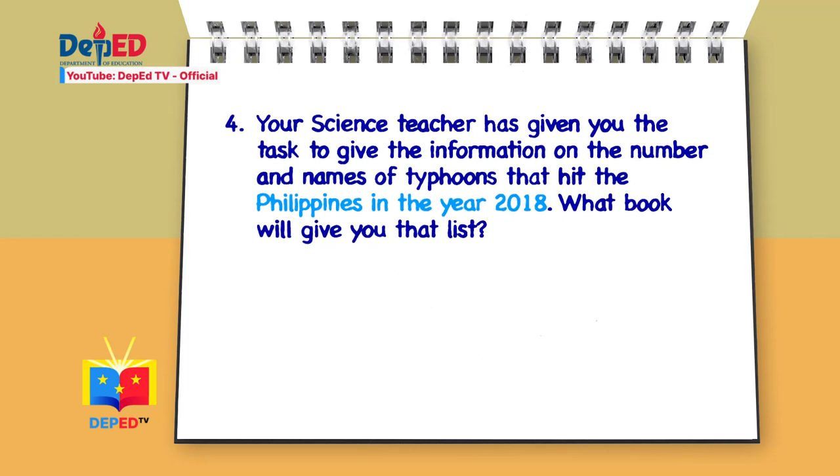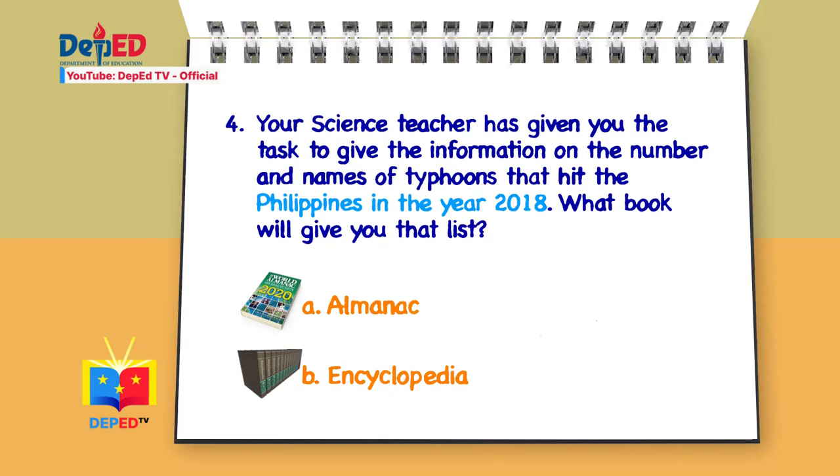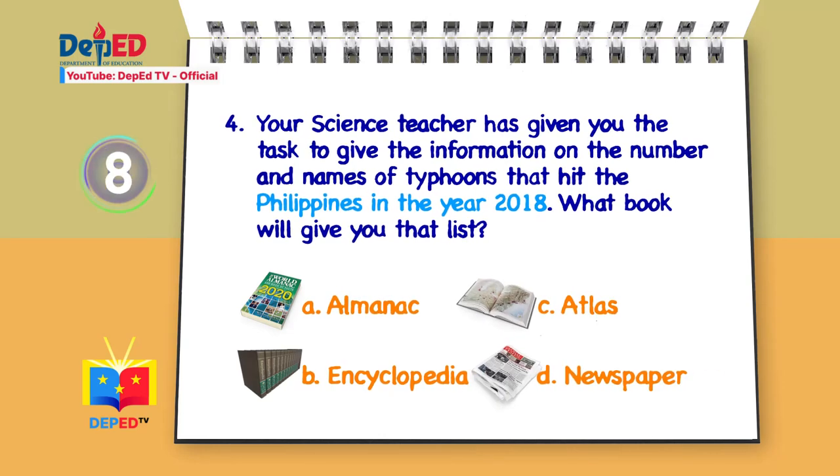Number 4. Your science teacher has given you the task of giving the information on the number and names of typhoons that hit the Philippines in the year 2018. What book will give you that list? A. Almanac. B. Encyclopedia. C. Atlas. D. Newspaper.